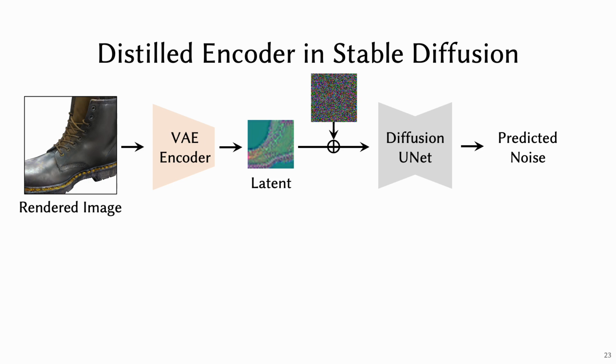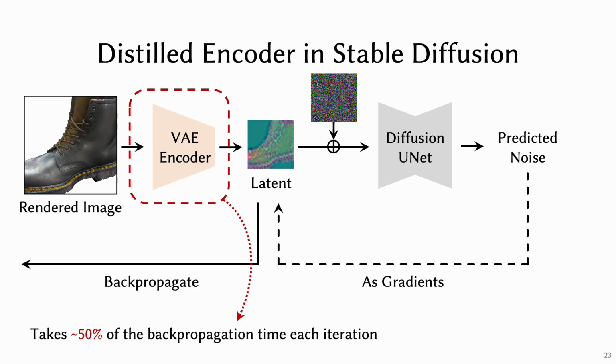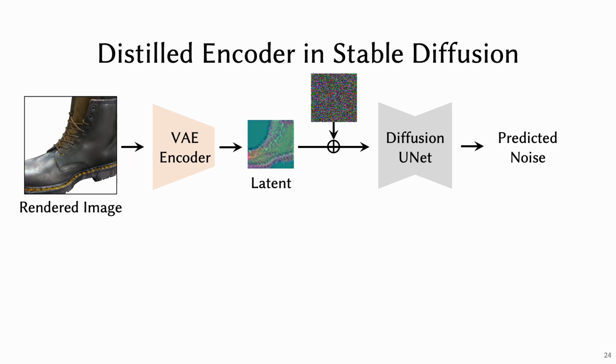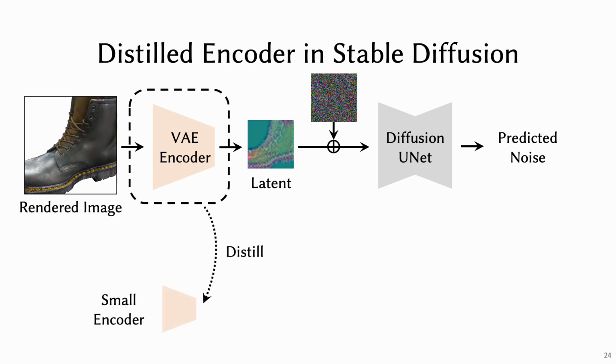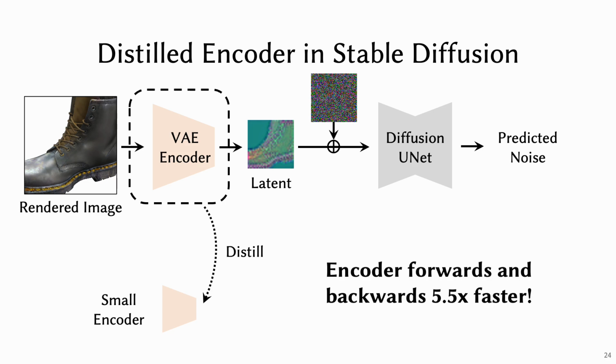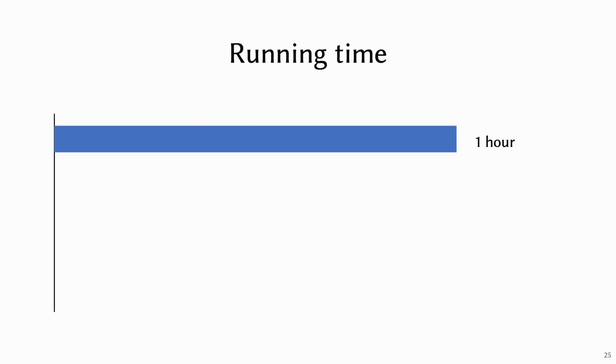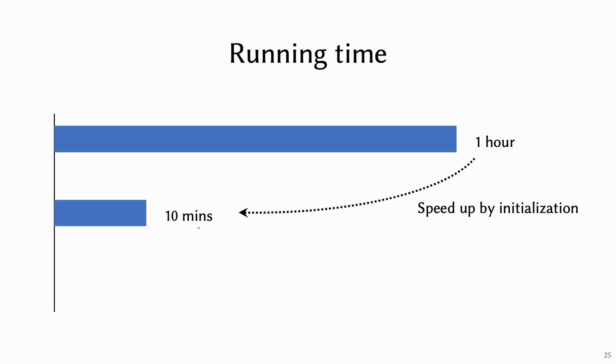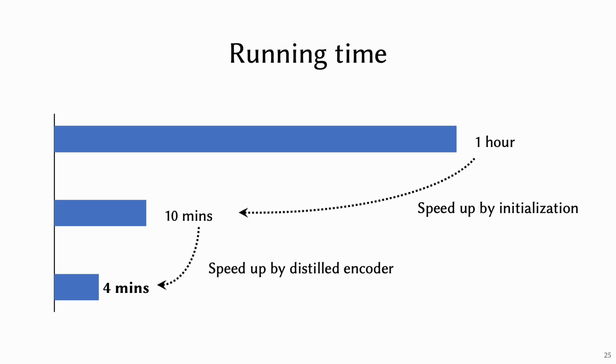In each SDS iteration with Stable Diffusion, the gradients are calculated in the latent space and thus need to be back-propagated through the VAE encoder. We analyze the running time and find that it almost takes half of the backpropagation time without doing anything important. To further speed up the process, we distill the encoder into a much smaller one, which runs 5 times faster without affecting the quality. With these 2 design choices, we cut our running time from 1 hour to only 4 minutes while keeping the high quality outputs.